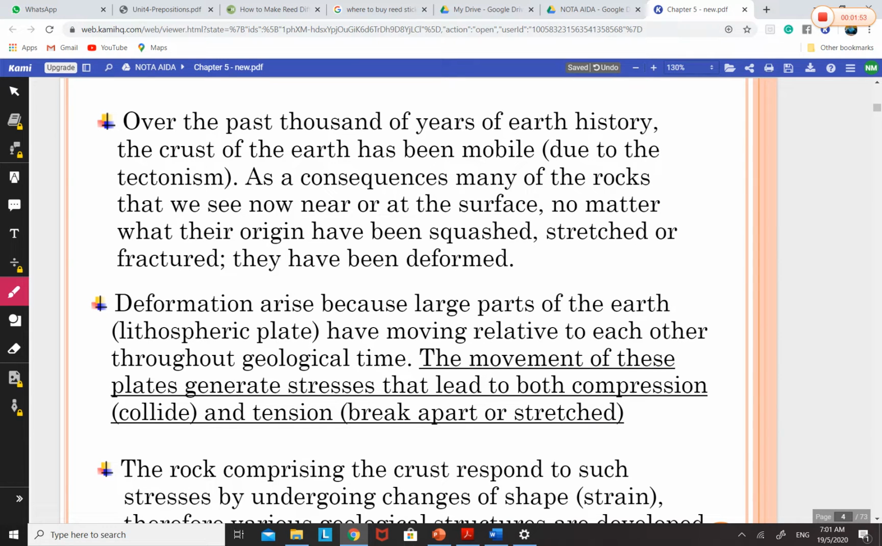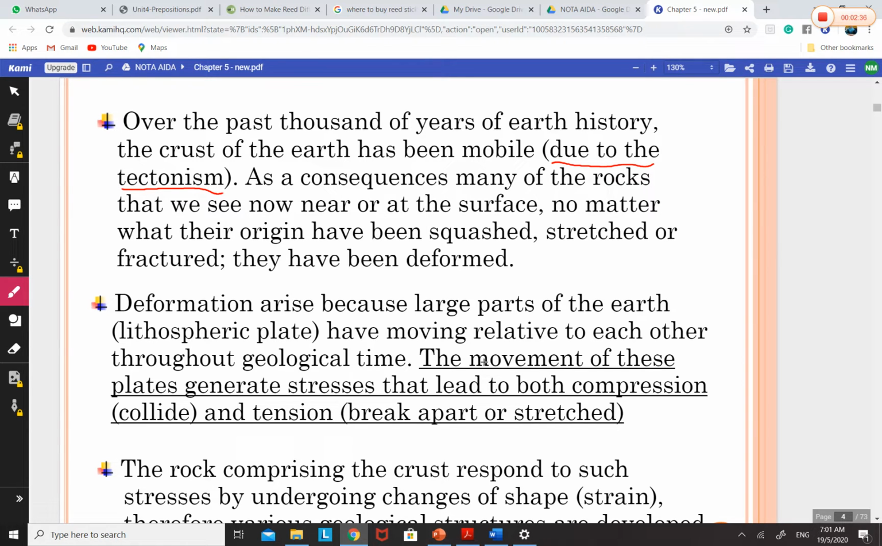So over thousands of years, as we go through the tectonism process, the plate tectonic movements, the earth has been mobile due to tectonism. There are lots of changes. So the rocks we see now at or near the surface, no matter what their origin, have been squashed, stretched or fractured. So they have been deformed. As I mentioned earlier about the metamorphic rock, the metamorphic rock forms only underneath the ground surface.